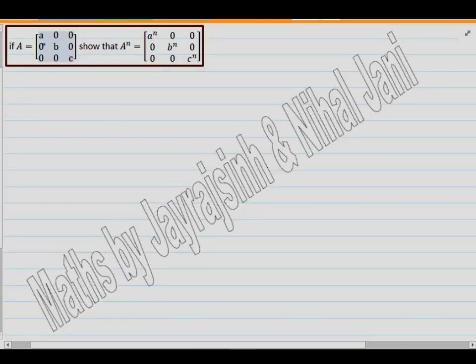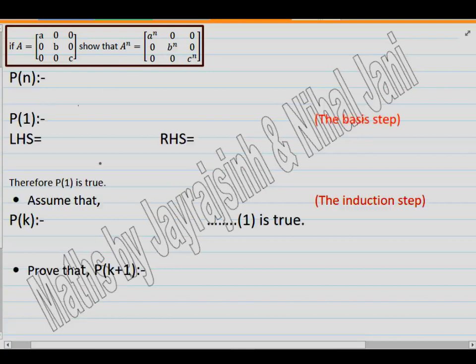If A is equal to the matrix a, 0, 0, 0, b, 0, 0, 0, c, then we have to prove that A raised to n is a raised to n, 0, 0, 0, b raised to n, 0, 0, 0, c raised to n. Actually, both are diagonal matrices, right? And A is a given term and we have to prove that A raised to n is this matrix. Let's use PMI, and for that let me get the predefined format first. So here it is, where P of n is A raised to n is equal to the diagonal matrix a raised to n, b raised to n and c raised to n.